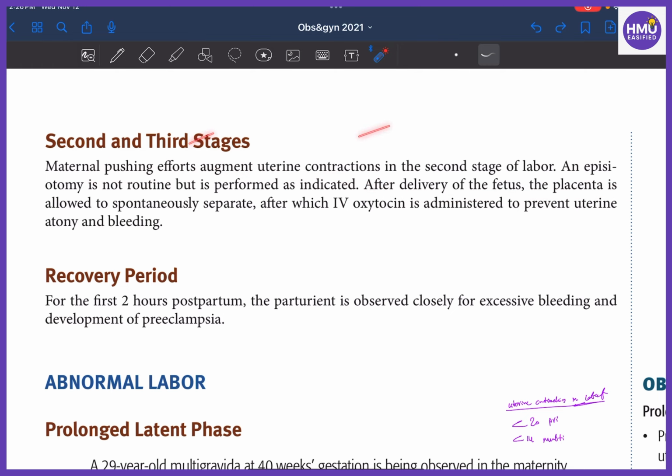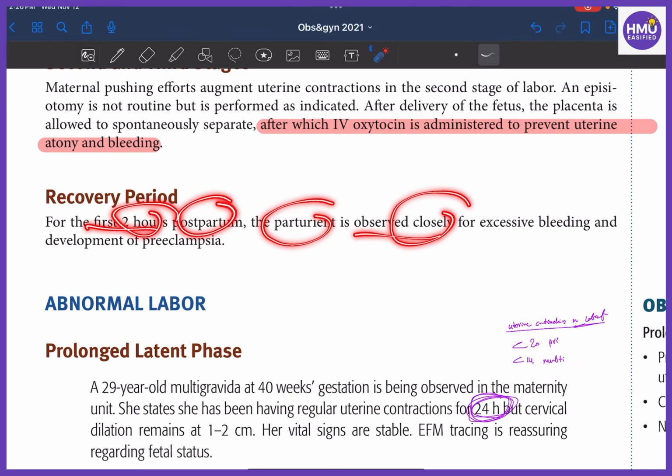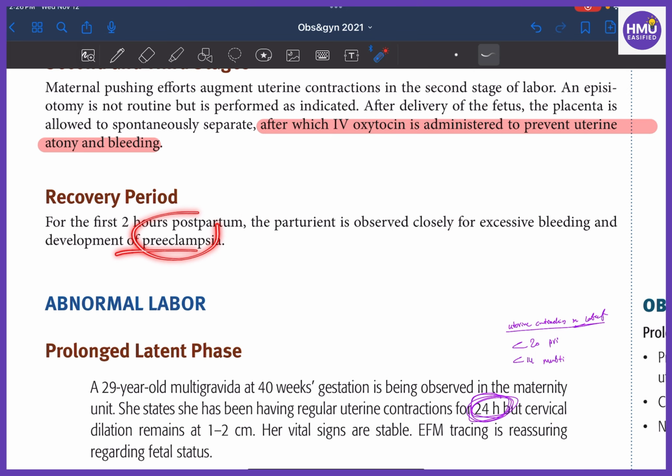Second and third stages: maternal pushing. Obviously, we know there's maternal pushing and the baby will come out. Episiotomy if needed. After delivery of the fetus, the placenta is allowed to spontaneously separate, after which IV oxytocin is administered. Let's just highlight this: to prevent uterine atony and bleeding. The recovery period is the fourth stage. For the first 2 hours postpartum, the parturient is observed closely for excessive bleeding and development of preeclampsia.